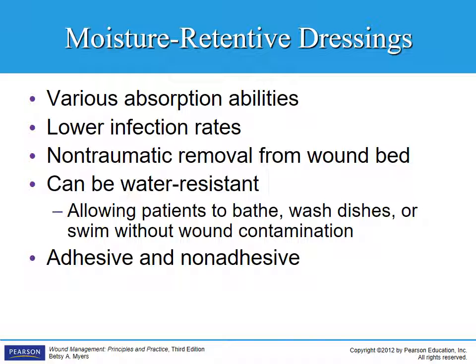A moisture retentive dressing is never going to dry, so those cells aren't going to adhere to the dressing itself. But the necrotic tissue can be devitalized and taken care of by the endogenous enzymes. So when you remove the dressing, you can also remove necrotic tissue. It can be water resistant, so that's for patients that need to bathe or wash dishes or swim, anything where you have a water resistant need. And moisture retentive dressings can be both adhesive and non-adhesive.